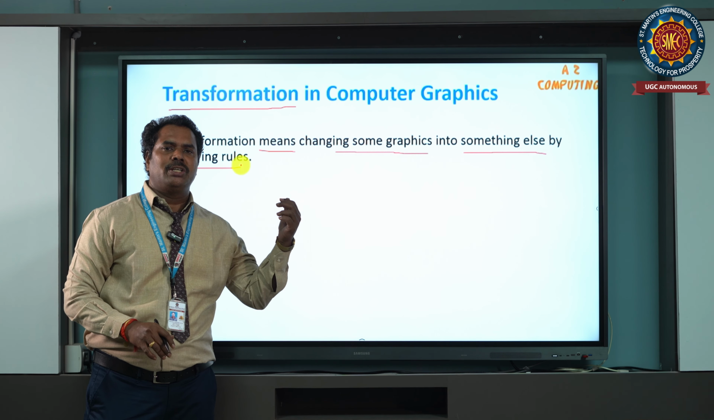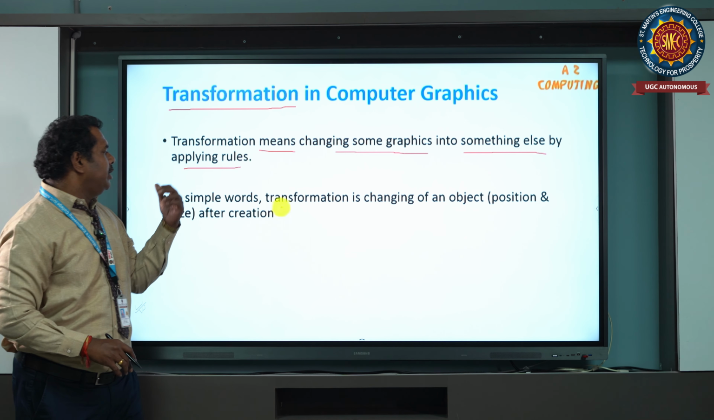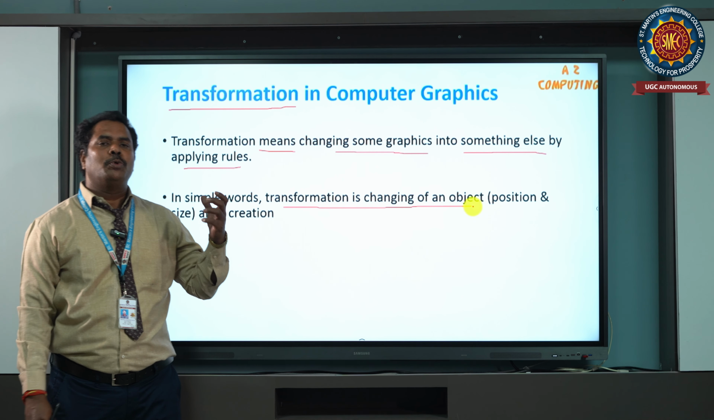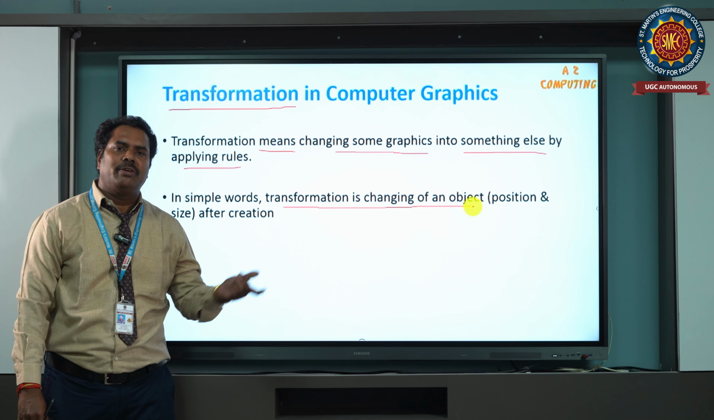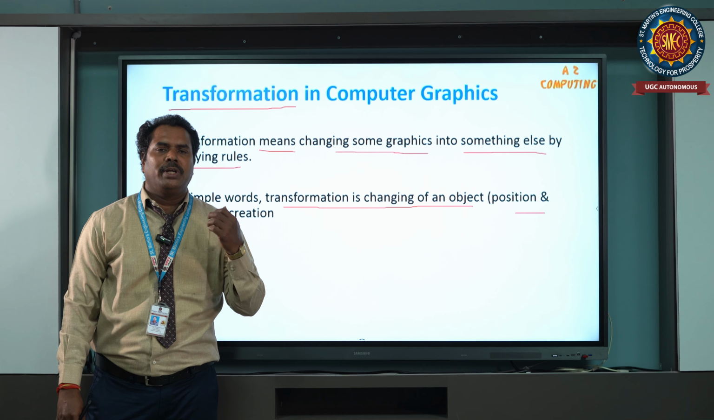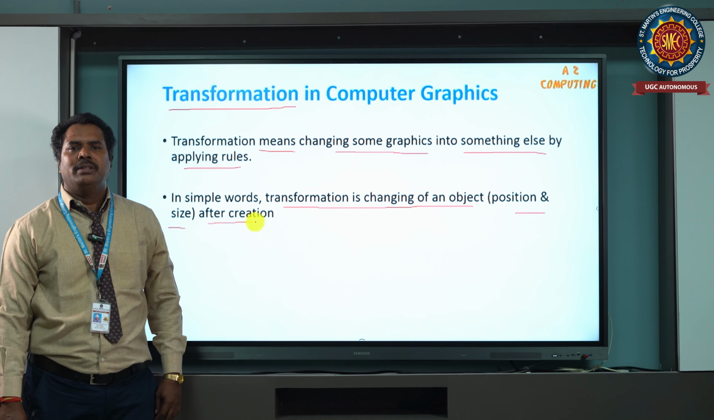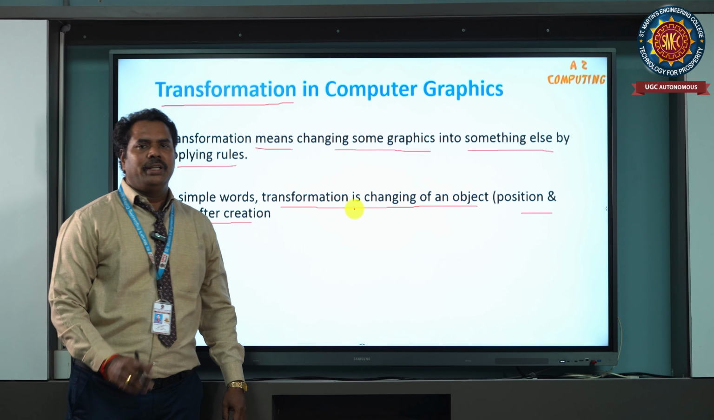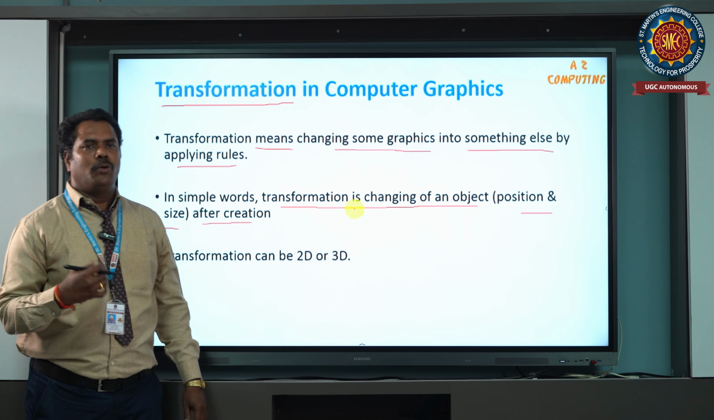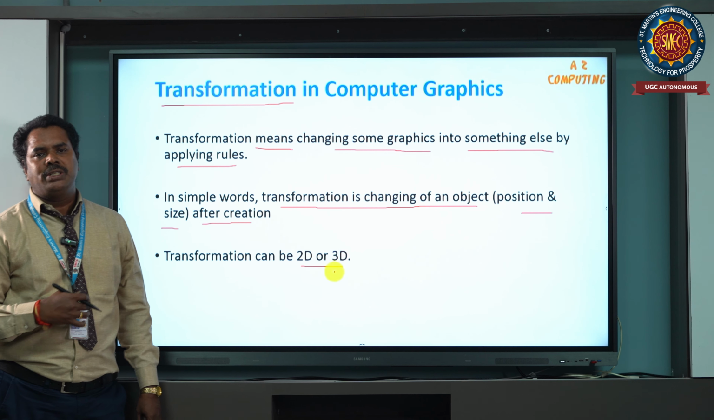You can change the size of an object or move the object from one position to another position. Then you have to apply some rules. To simply change the position of an object, you use a translation function. The translation function depends upon the translation vector only. You call it the translation distance, and one more name is distance vector or shift vector. Then the next one is the scaling function.